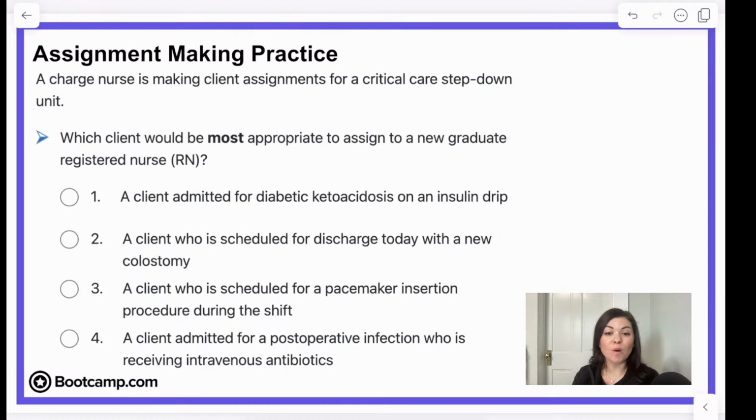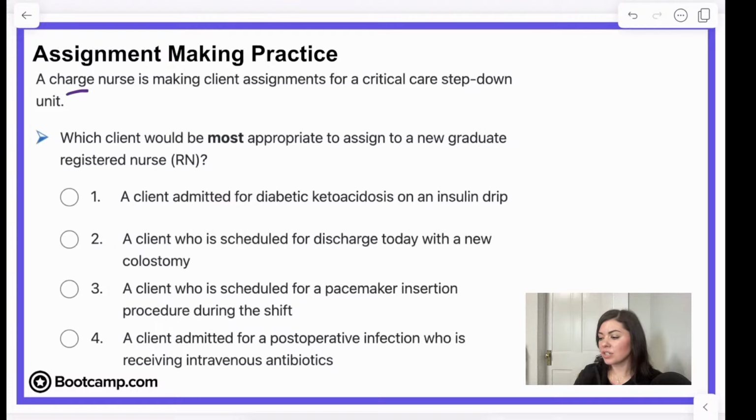Okay, so now we're going to do one more thing. We're just going to shift gears completely. I've talked pretty much all about delegation at this point, but I really haven't talked much about assignment making yet. So assignment making is very, very similar to delegation in the sense that we have to have a really good understanding of everyone's scope of practice. And you will see assignment making questions very often on NCLEX as well. And these questions are asking you to determine an appropriate assignment for another RN or for an LVN. So let's do one of those together and get a little more practice and familiarity with this type of item, because there's a good chance you'll also see it on NCLEX.